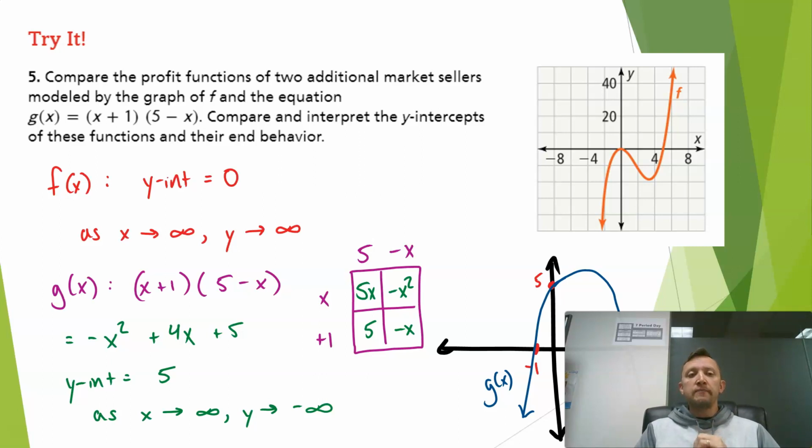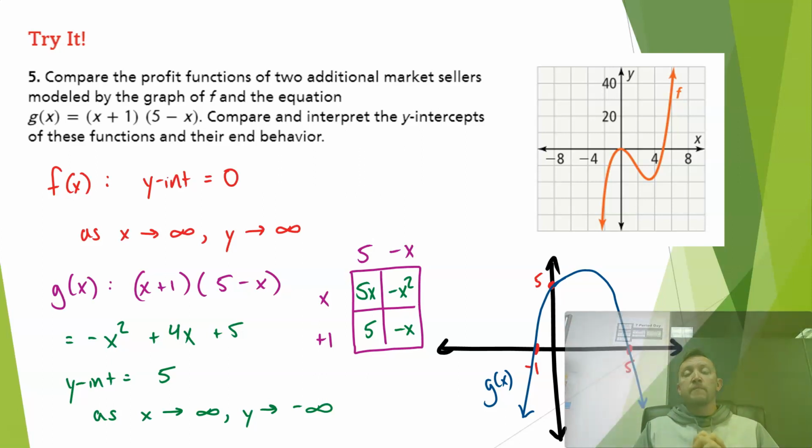With function g, since that leading coefficient is a -1, we know that in the long run, the profit is going to be decreasing. It's going to approach negative infinity. So the right side of the graph is going to be going down, whereas with function f, the right side of the graph is going up. And we can look even more specifically.